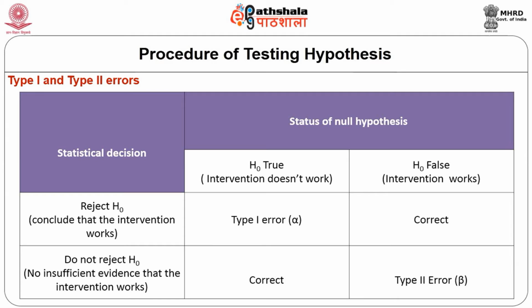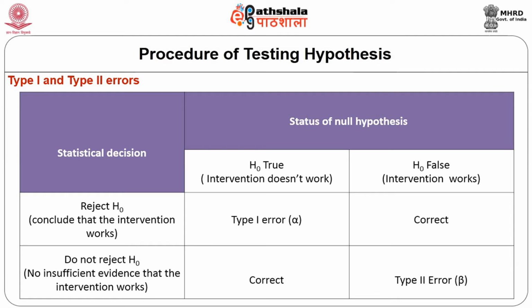So if you see the table, when you reject the null hypothesis, if the status of the null hypothesis is true, then that is called a type 1 error. If it is false as far as the status of the null hypothesis is concerned, then we say it is correct. When you don't reject the null hypothesis, if the status of the null hypothesis is true, we say it is correct.